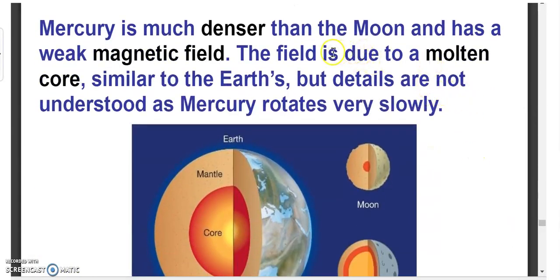Mercury is even denser than the Moon. It does have a weak magnetic field, so of course there has to be moving charge, moving metal that's rotating around in the core, in the molten core. But Mercury rotates extremely slowly, so it's a very, very weak magnetic field.